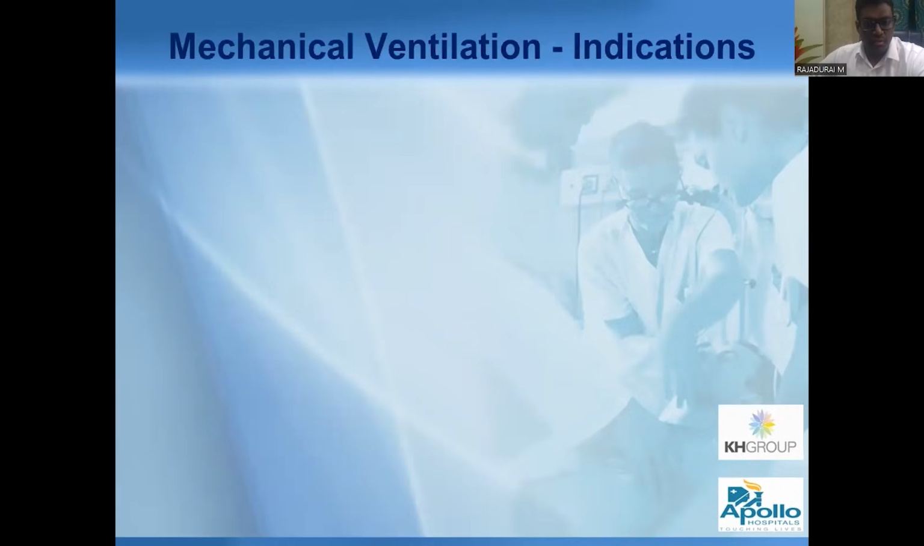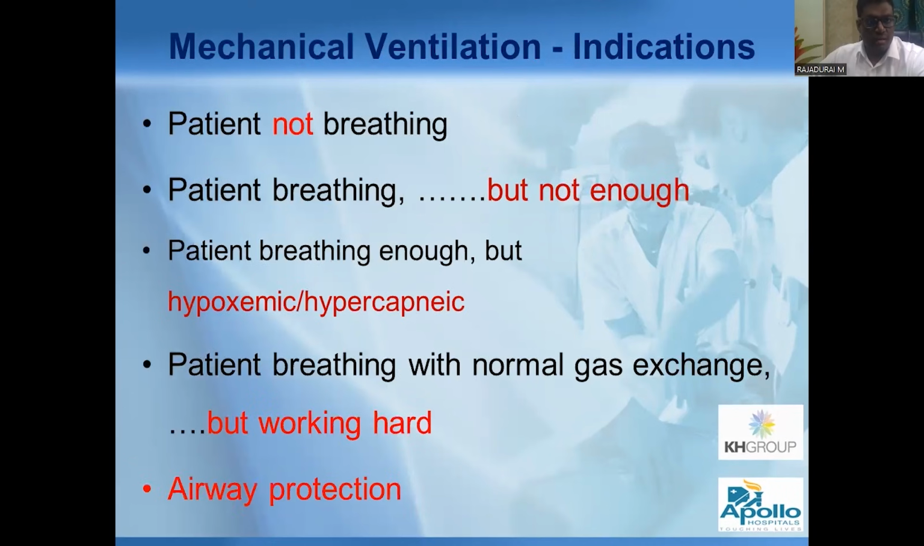So, indication. Many textbooks have given a wide range of indications for mechanical ventilation, and in short, all would fit into one of the following, as mentioned in this slide. Patient not breathing. Patient breathing, but definitely not enough. Patient breathing adequately, but the gases or pulse oximetry show otherwise. Patient having increased work of breathing with potential exhaustion and respiratory arrest. Patient requiring intubation and mechanical ventilation for airway protection.